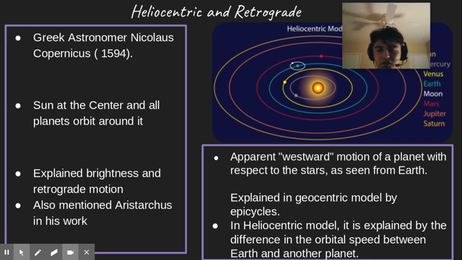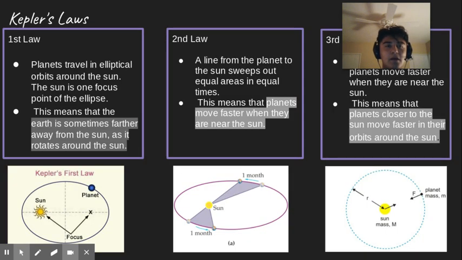And the geocentric model explains it by epicycles. In the heliocentric model, it is explained by the difference in the orbital speed between Earth and another planet. So pretty much, as you can see in the picture, it shows how Earth orbits around the sun. I mean, my bad, how Earth orbits around the solar system, and it makes more sense.